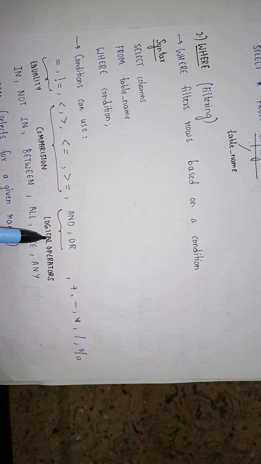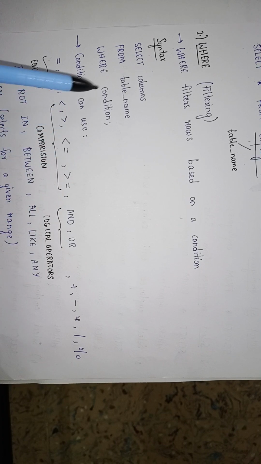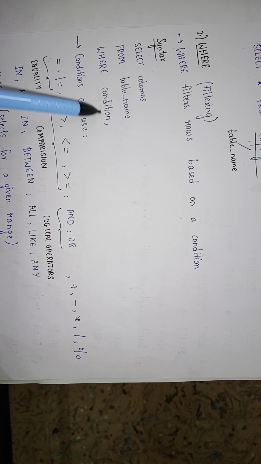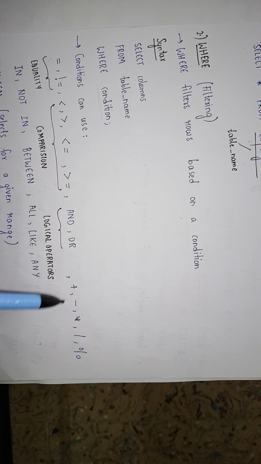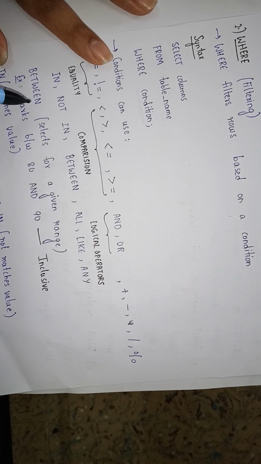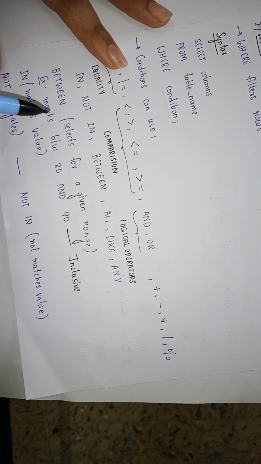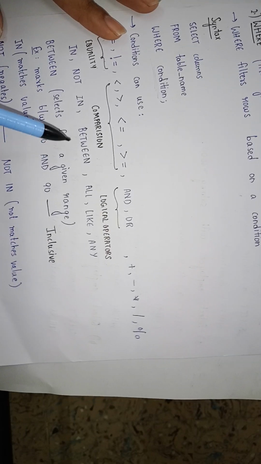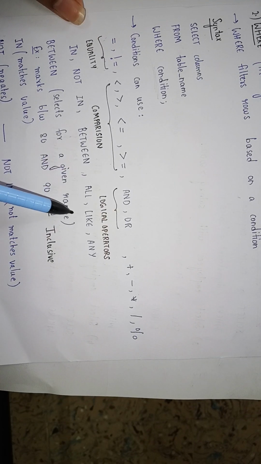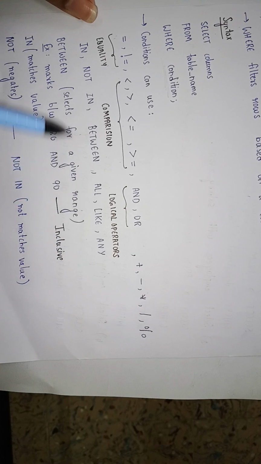We can also use logical operators. Basically, in the condition we specify the criteria for the rows we want in the query. We can use arithmetic operations like plus, minus, star, and we can use the in and not in operators. These are also a bit important, and I'll explain them afterwards. You can also use between, all, like, any.